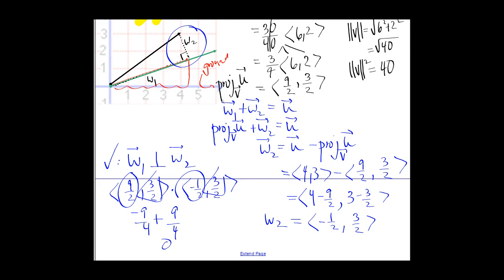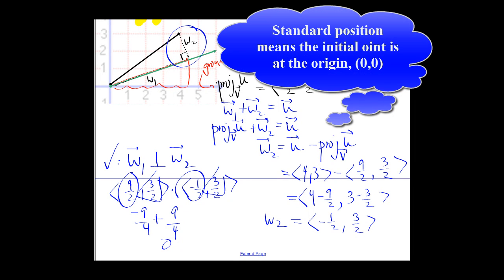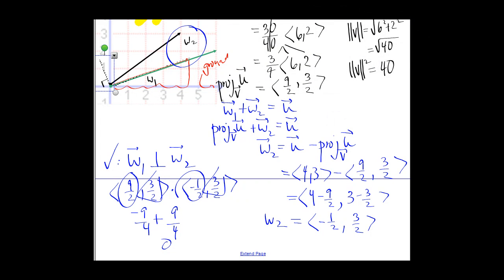But that vector, w sub 2, is not in standard position. If I moved it, this little line, so it was in standard position, I see that, yeah, I should go over negative 1/2 and then up 1.5.